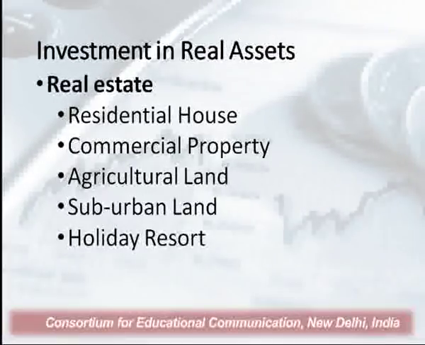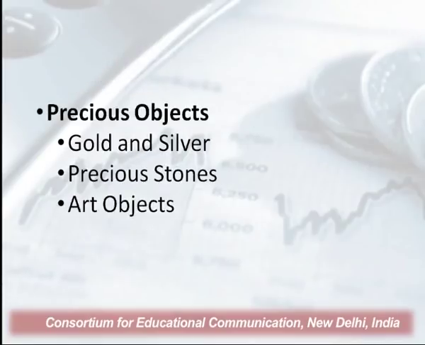Now, talking about what other ways of investment there are, we can also invest our money in real assets. Now, what are real assets? Real assets are the actual assets which we want to possess, like real estate. We can invest money in a residential house, we can buy a commercial property, we can buy agricultural land, we can buy suburban land, or a big house. Then we can make investment in precious objects like gold, silver, precious stones, art objects, or antiques.